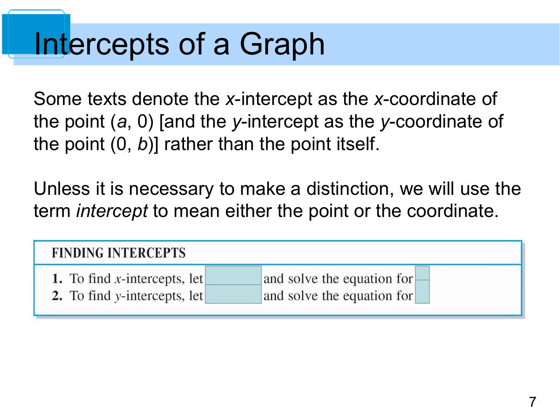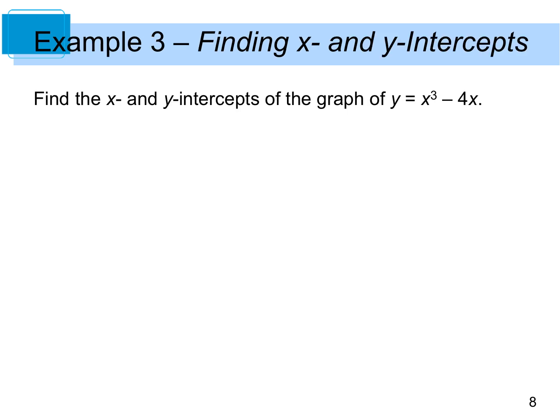So to find the x-intercepts, we let y equal 0. So we plug 0 into y, and we solve the equation for x. To find the y-intercepts, we let x equal 0, and we solve the equation for y. In example 3, we're going to find the x and y-intercepts of the graph.